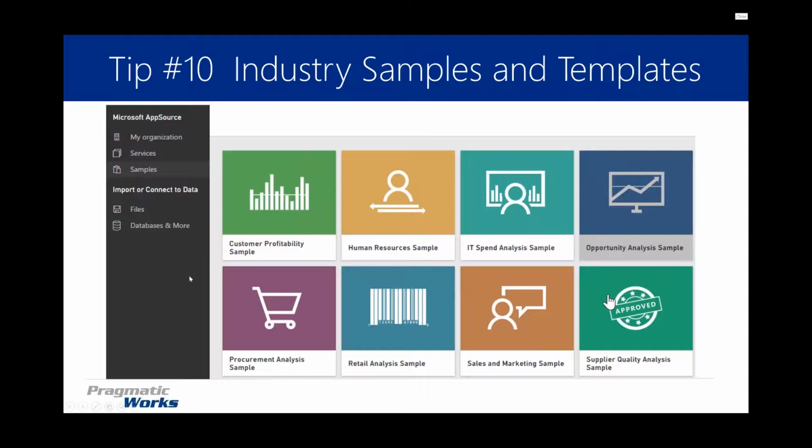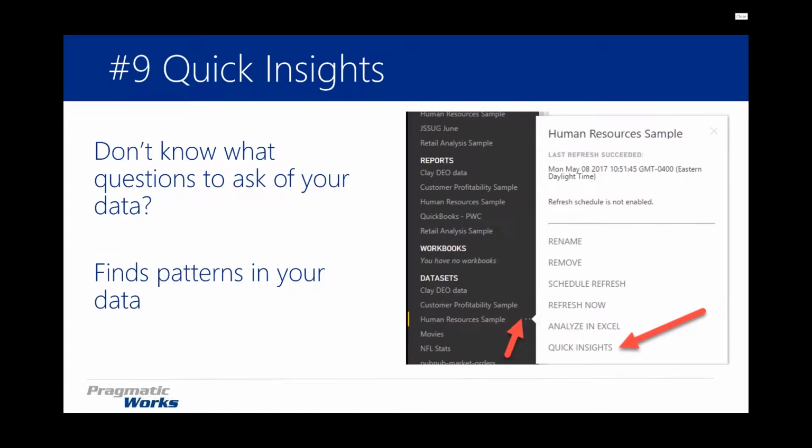Number 9 is quick insights. Now, again, this is geared at when you don't know what kind of questions to ask. We had a restaurant that was in one of my sessions a long time ago, well, this year, excuse me, and they used this quick insights button to start to probe their data and find patterns in their data they may not have known they already had.